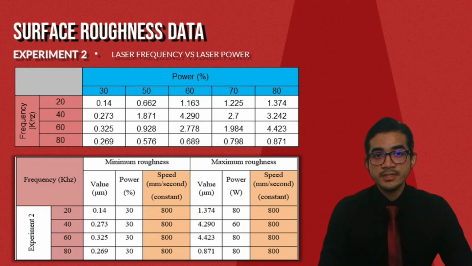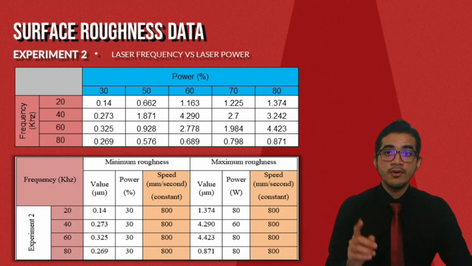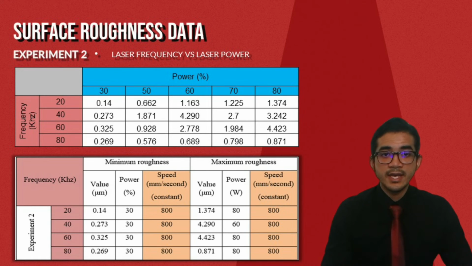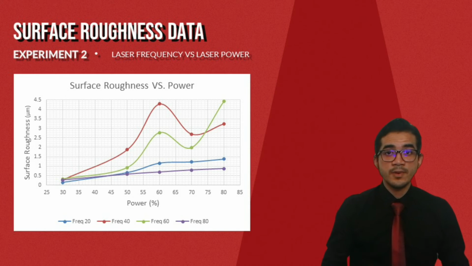And for the maximum roughness, I can conclude that at 80% power the majority will give the high value of the surface roughness in micrometers, except there is only one data point that is different, which is at 60% when the frequency is 40 kHz, which gives the surface roughness result of 4.290. So here is the graph of experiment 2, which is the laser frequency versus laser power.